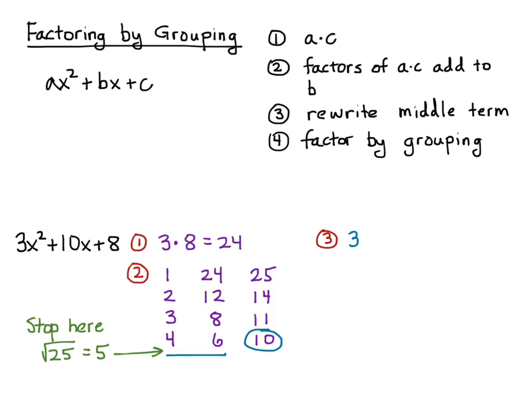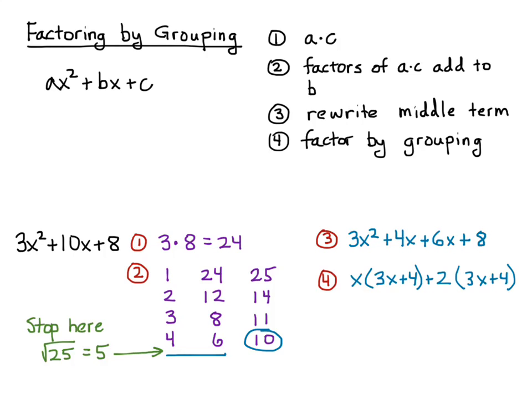And I'm going to rewrite my equation now to 3x squared plus 4x plus 6x plus 8. And it doesn't matter what order you put these in. I could have written this as 3x squared plus 6x plus 4x plus 8, and I would get to the same answer. So you split that 10 up into 4x plus 6x. Now factor by grouping. The first 2 we can factor out an x, the last 2 we can factor out a 2, and then we have a common 3x plus 4 that we can take out, and we get x plus 2 as our other factor.